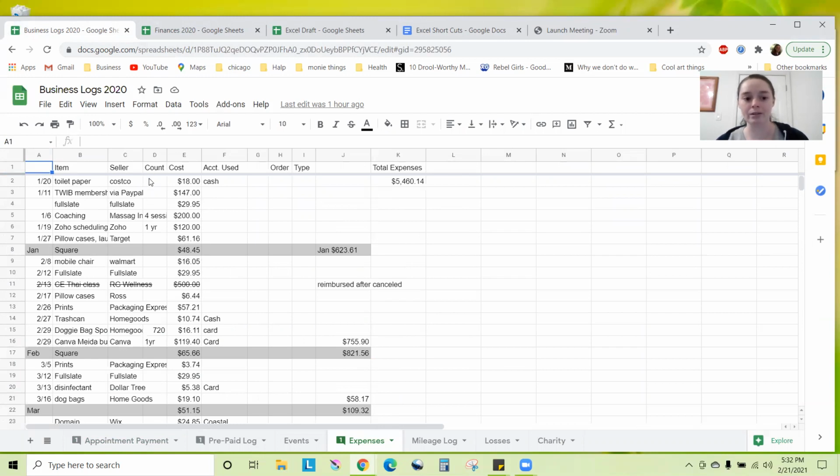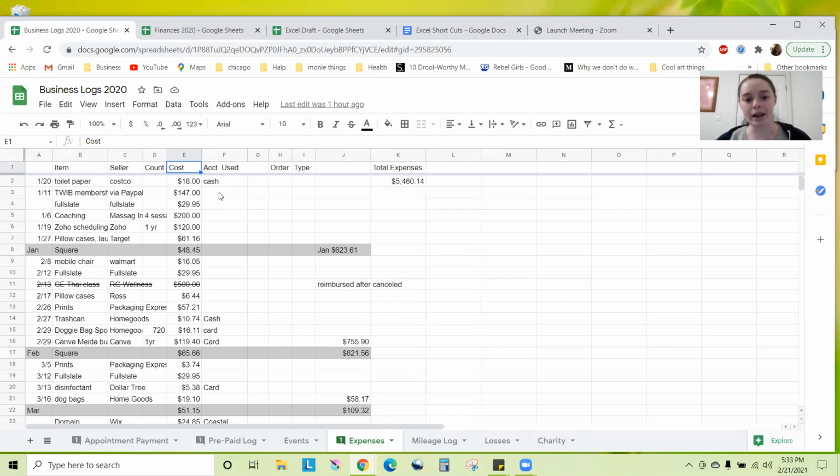Sometimes I record the count, like if you look at the coaching sessions here, I bought 4 sessions. I put what it cost me, and that includes any taxes on the receipt. I don't use the pre-tax amount or anything like that. So you put the full cost, including taxes, in there. The account I used, in this case, was cash at Costco.